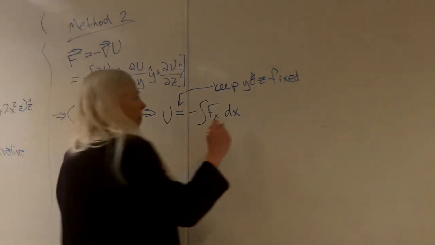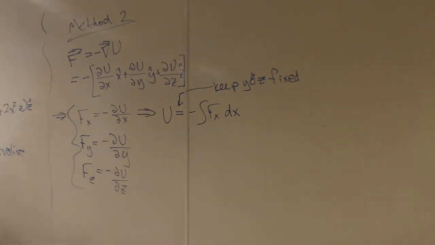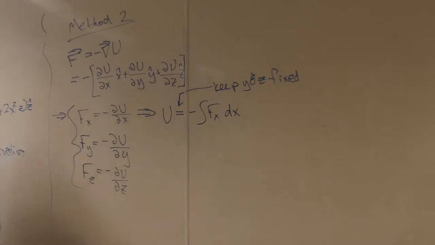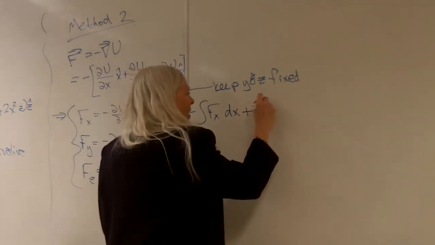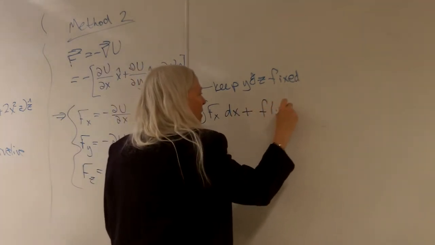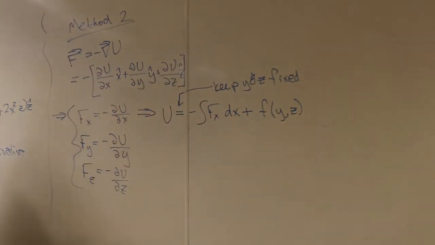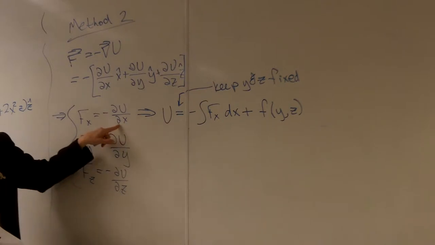Okay? Now, this is an indefinite integral, no limits on it. Normally when we do an indefinite integral, we have to add in a constant of integration. But it's a little more complicated in this case. We can add in some arbitrary function of y and z. I'll call it f of y and z. And let's think about why that can be there by imagining going backwards from this statement for u.